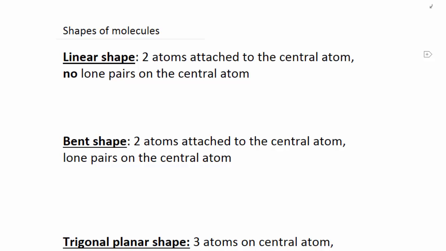How many bonds does carbon make? 4? Carbon makes 4 bonds. So you've got 4 bonds to make, but only 2 O's to attach to. Then what do those bonds both have to be like? They both have to be double bonds. Okay? So we have a carbon, a central atom, that's attached to just 2 other atoms.